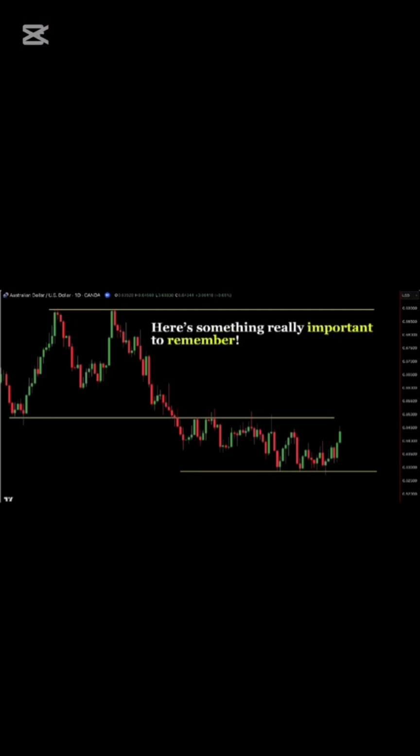Now, here's something really important to remember. Just because we've drawn these levels doesn't mean we jump into trades right away. That's a common mistake. Instead, once the price reaches these zones, we need to wait for clear price action confirmation before making any moves. This extra step helps us avoid false signals and improves our trade accuracy.